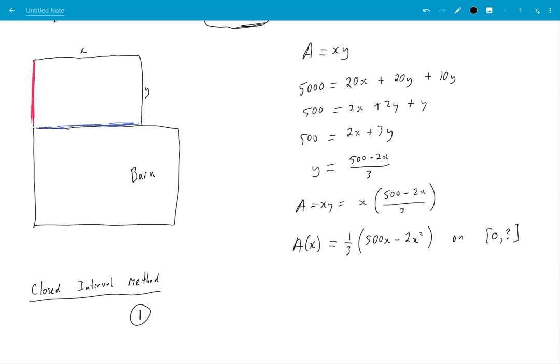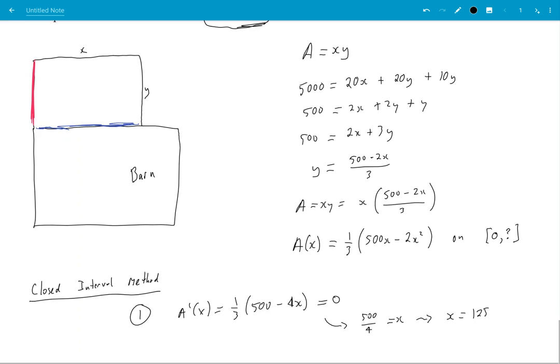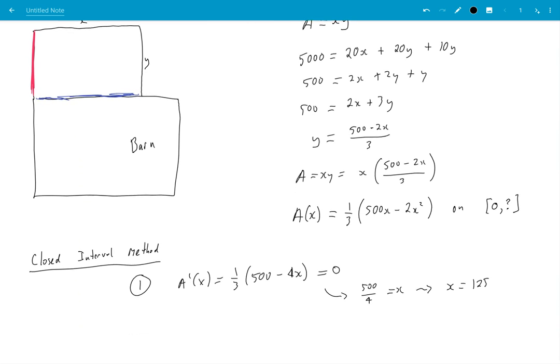Okay, critical numbers. Well, A prime of x is a third times 500 minus 4x equals 0. Gives me 500 over 4 is x. X is 125. Units, who cares? Meters, I think, but that's my only critical number.